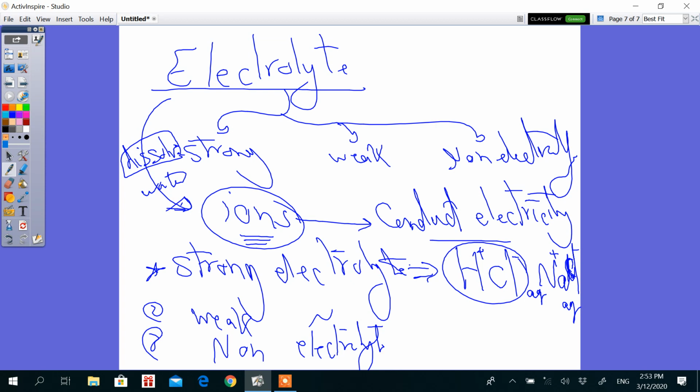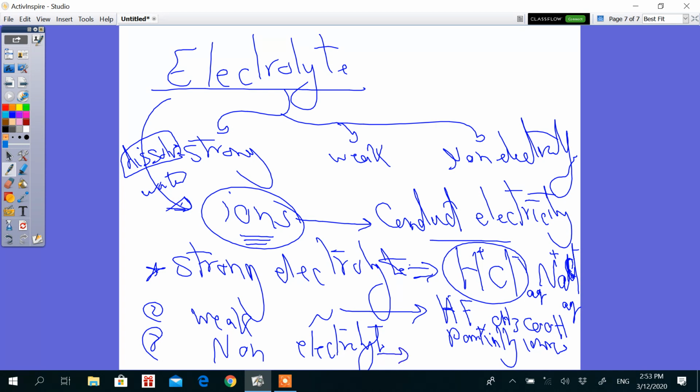But the weak electrolytes, like HF, hydrogen fluoride, you must know that, and CH3COOH, which is called acetic acid. A weak electrolyte is any compound or dilute aqueous solution that conducts electricity weakly. It is partially ionized, not completely ionized. But HCl and NaCl are completely ionized.